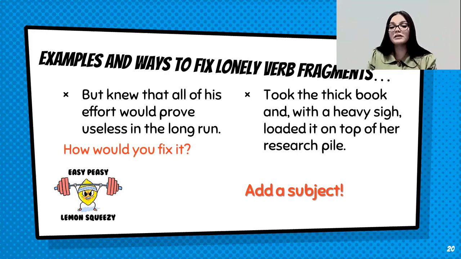It's another correction method. In the other example, you have: took the thick book and with a heavy sigh, loaded it on the top of her research file. I feel very related. Here you have an incomplete idea because it doesn't have a subject to perform the action. So you can say, Anna took the thick book and with a heavy sigh, loaded it on top of her research file. You see, it's the easiest one to correct.